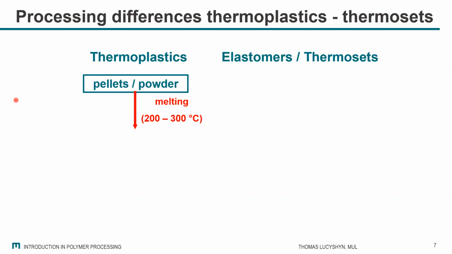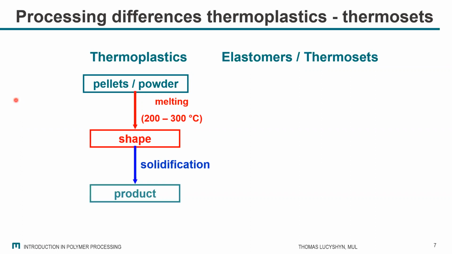There are, of course, some at lower temperature, and it also goes up to 450 degrees for some specialties, but still the majority of polymers will be processed in this range. In the melt state, we can then shape the material into the desired shape. And then finally, we have to cool it down. We have the solidification of the melt, and we end up with a product.